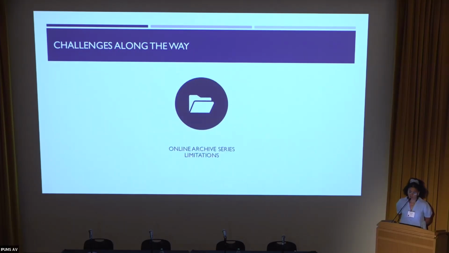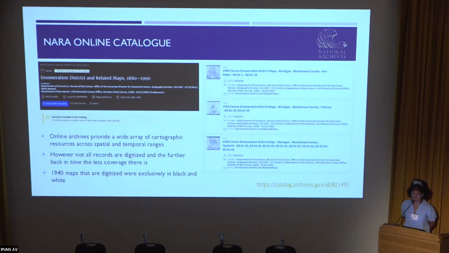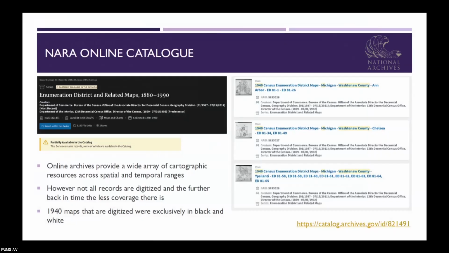And so next we were like, okay, cool, how are we gonna do this? And we turned to our nation's record keepers, and we went and looked at the National Archives and Records Administration online archive, which I will be referring to as NARA. You can see here that there are a plethora of enumeration district and related maps available online, publicly available for researchers, but the little triangle of death, they are not all digitized and online.